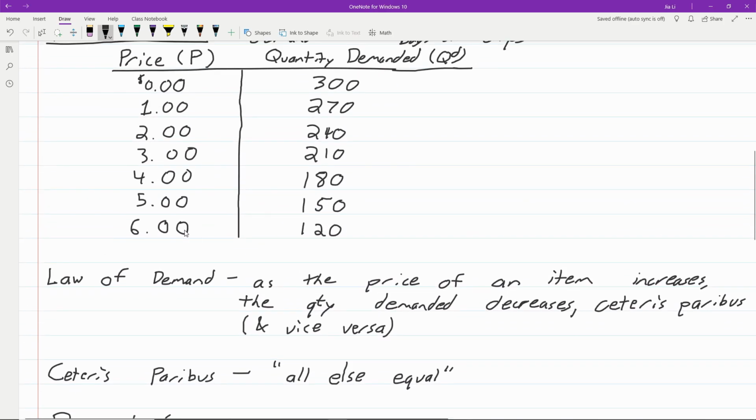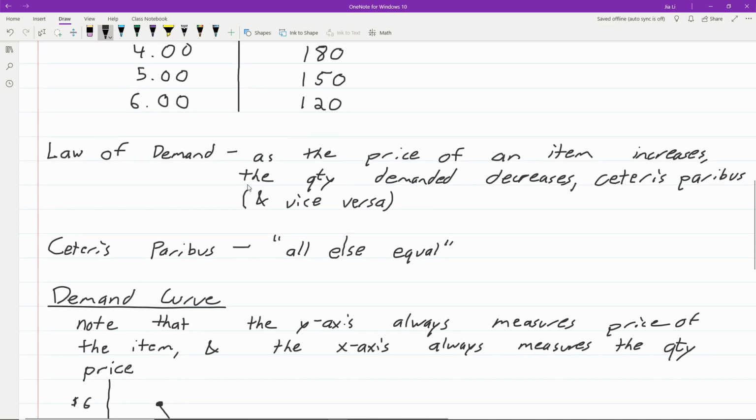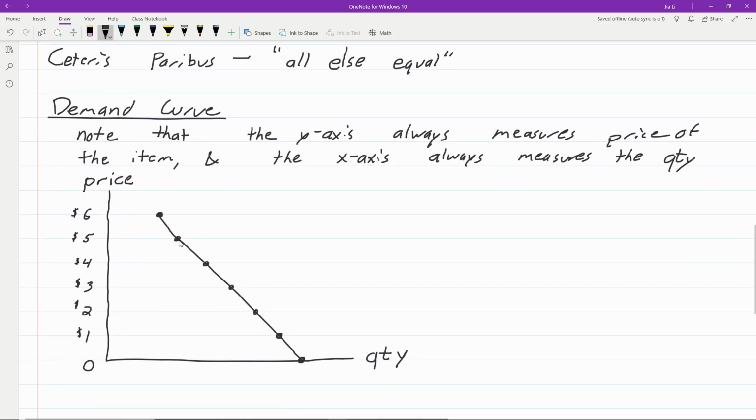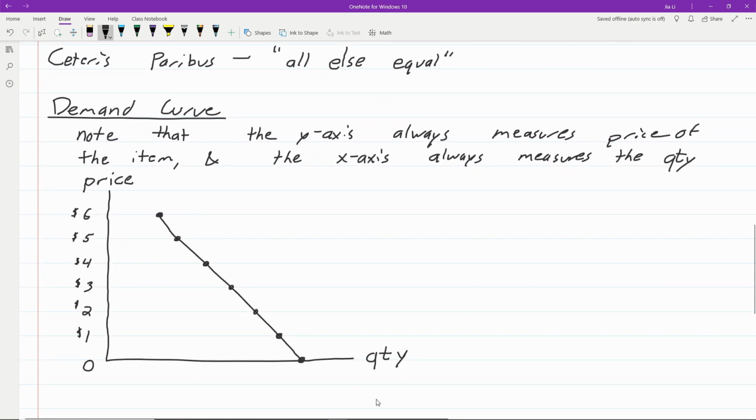But basically, the point that's right here, that's at $6 and 120 bags of chips. The point right here at $5, that represents 150 bags of chips, and so on and so forth, right? So that's what each of these little dots on this line represents. And then all the points in between represent all the other possible combinations, right?